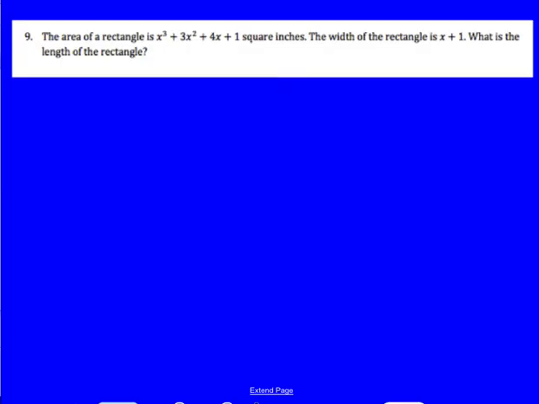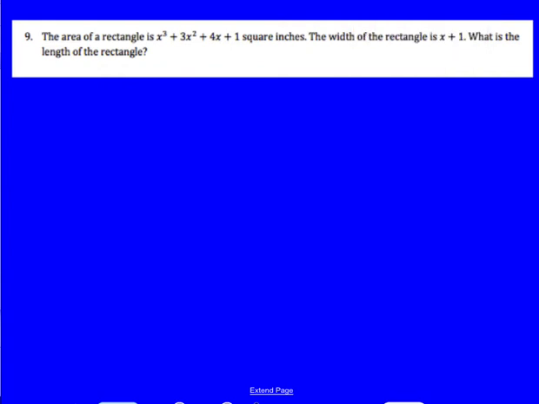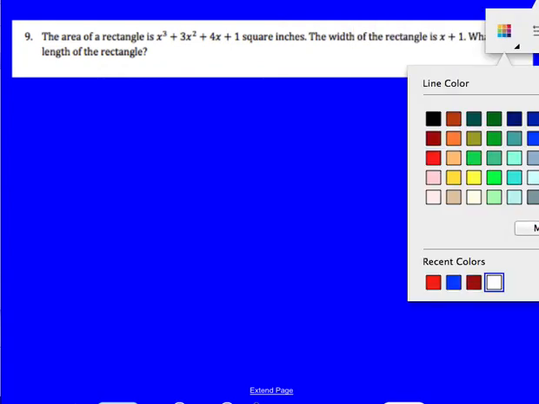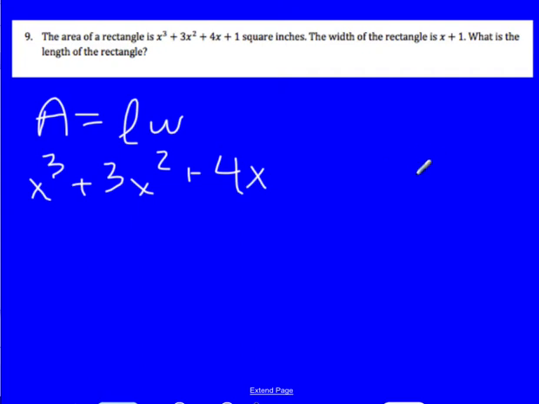So it says that the area of a rectangle is x cubed plus 3x squared plus 4x plus 1 square inches. And then it says the width of the rectangle is x plus 1. What is the length? So what we want to do here is let's take a look. To get the area of a rectangle, it's length times width. So my area is x cubed plus 3x squared plus 4x plus 1. And that's equal to my width, which is x plus 1, times my length.